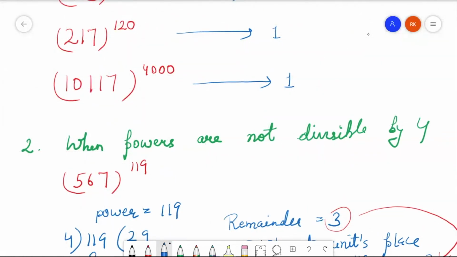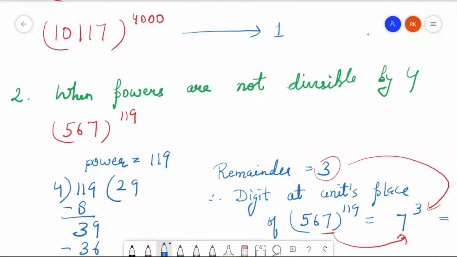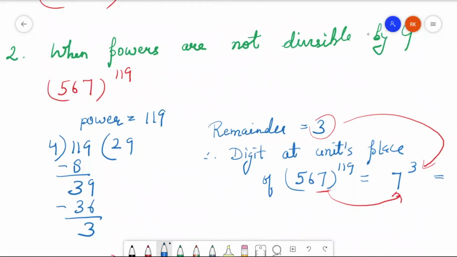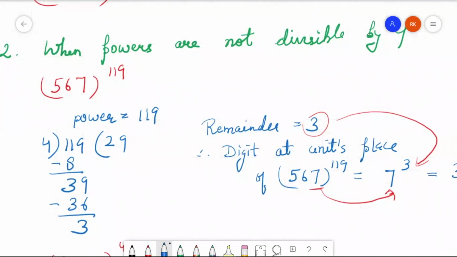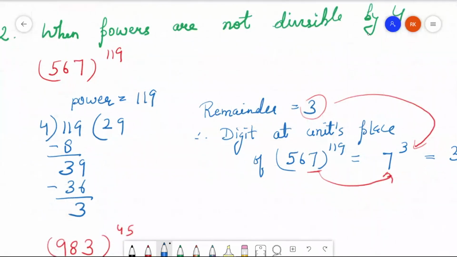Now case 2 is when the powers are not divisible by 4. Here also we will have to do the same trick as we applied for rule 2. Now let's see the example. 567 raised to the power 119. Here we have 7 at the unit place and 119 is not divisible by 4. So we will calculate the remainder first. Here we are getting remainder as 3.